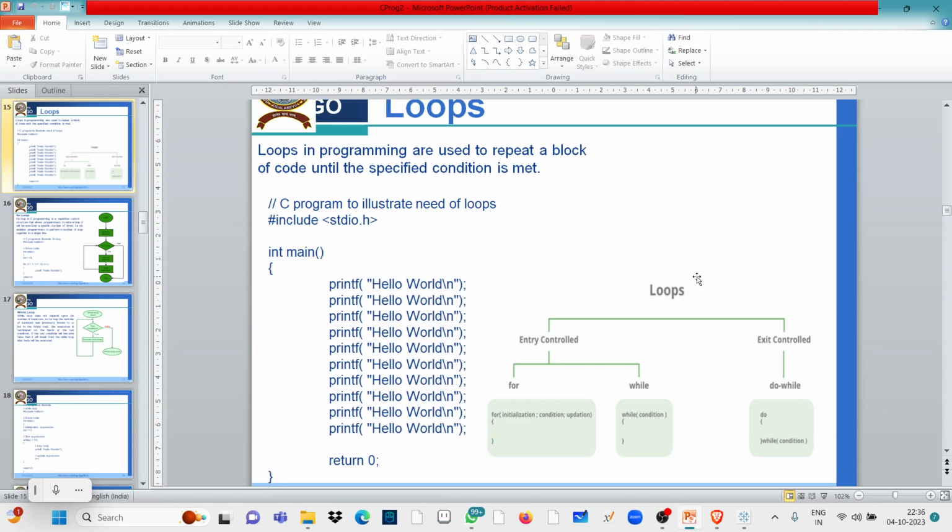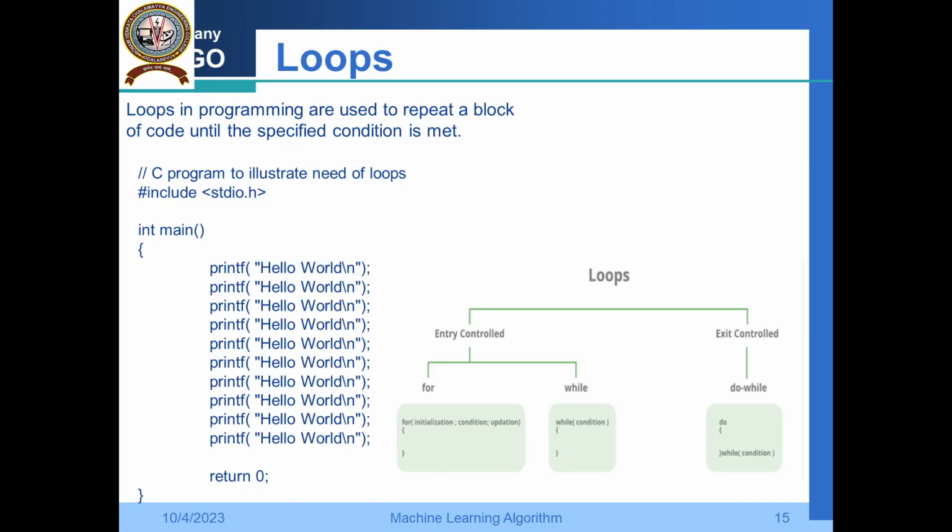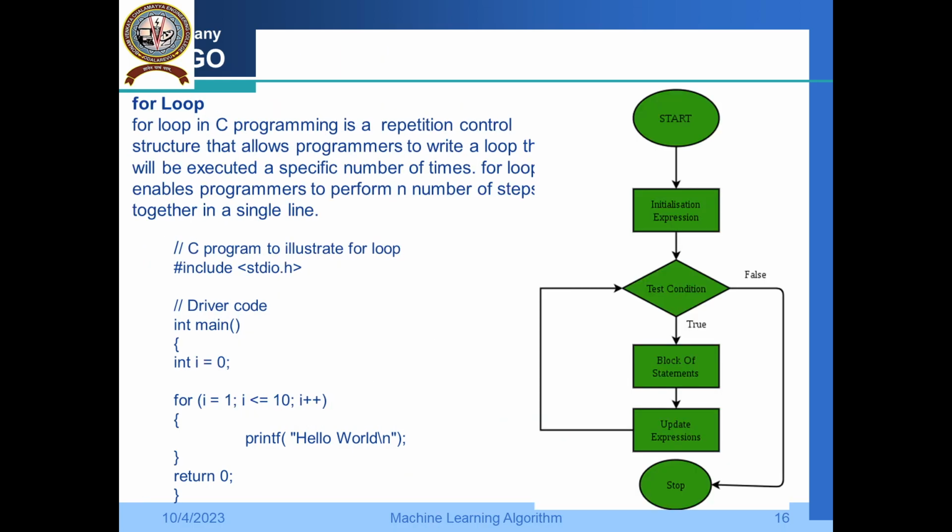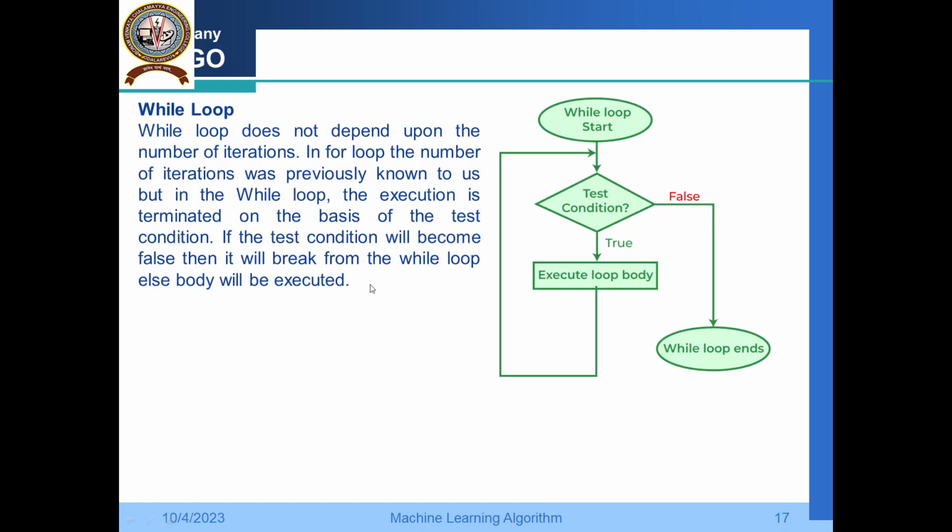Now instead of repeating the same function again and again, let us do it using the loops. The first loop we are going for is the for loop. For loop in C programming is a repetition control structure that allows programmers to write a loop that will be executed a specific number of times. For loops enable programs to perform a number of steps together.